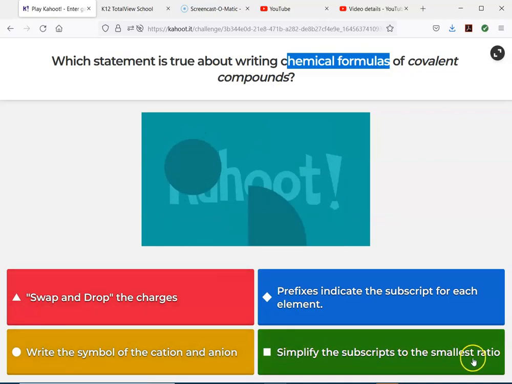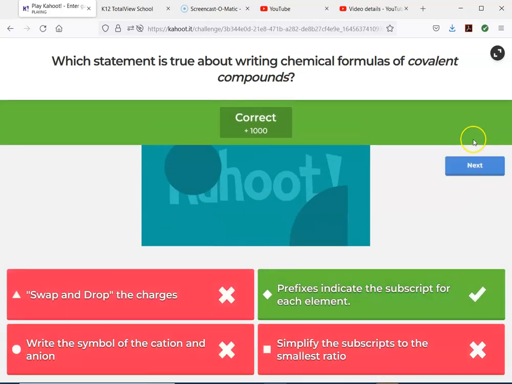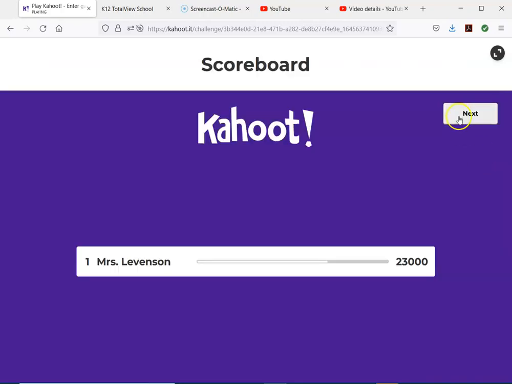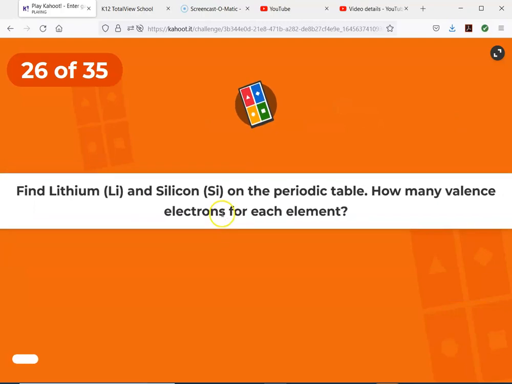Simplify the subscripts to the smallest ratio. Well, remember in covalent compounds, we don't simplify because all of those atoms are actually present in a single unit. So it has to be blue. All right, got it right. Here we go. 26.